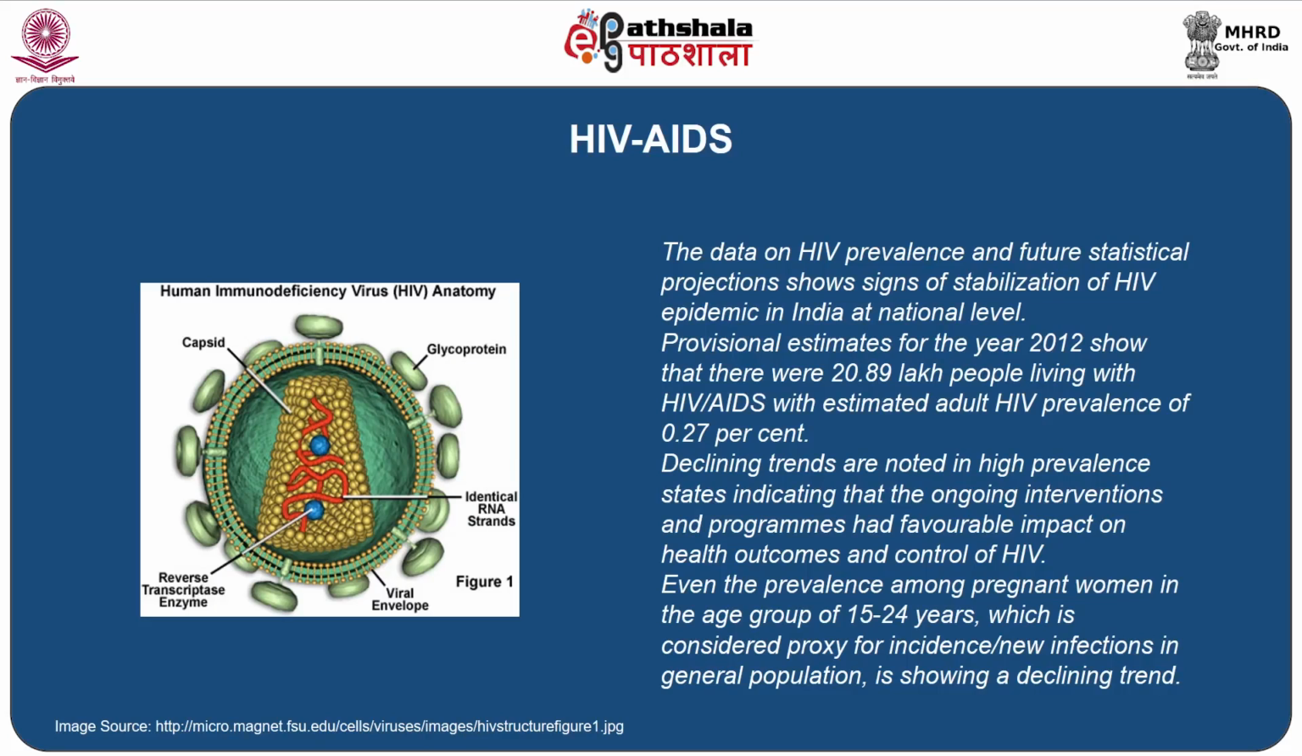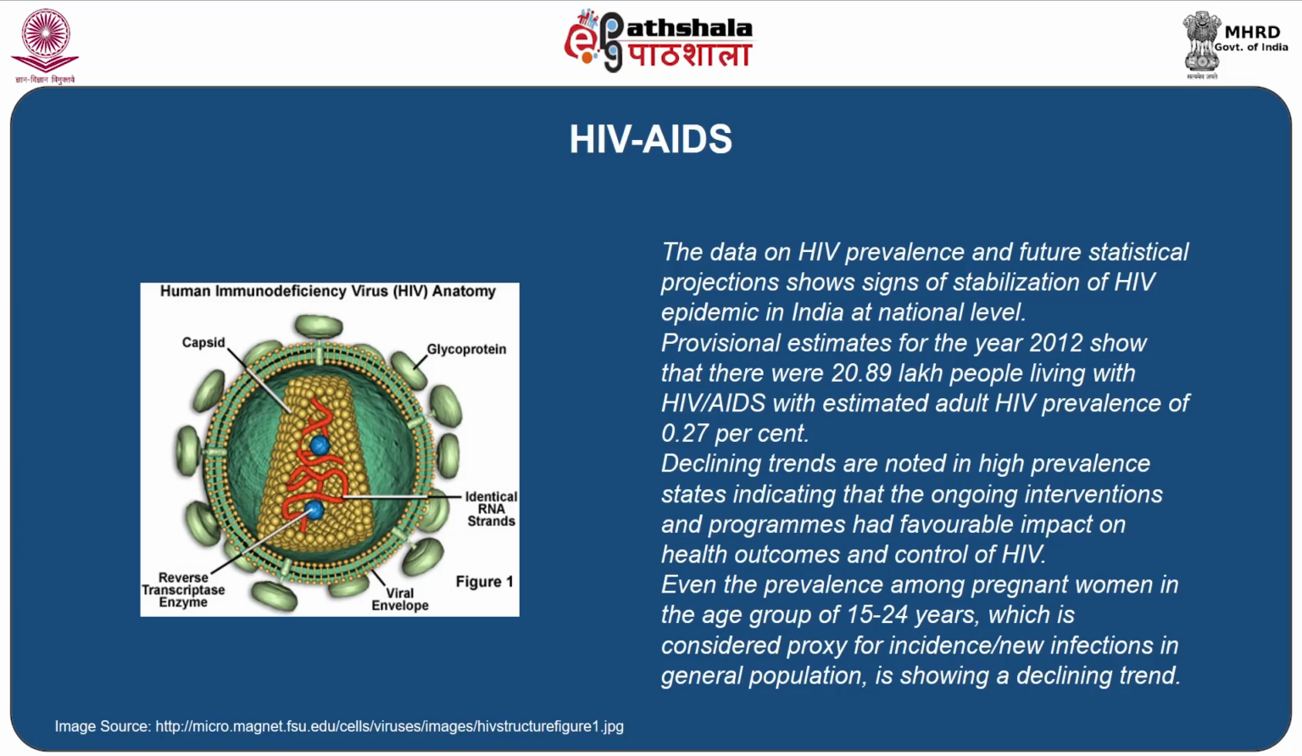HIV and AIDS. The data on HIV prevalence and future statistical projections shows signs of stabilization of the HIV epidemic in India at national level. Provisional estimates for the year 2012 show that there were 20.89 lakh people living with HIV/AIDS with estimated adult HIV prevalence of 0.27%. Declining trends are noted in high prevalence states, indicating that the ongoing interventions and programs had favorable impact on health outcomes and control of HIV.